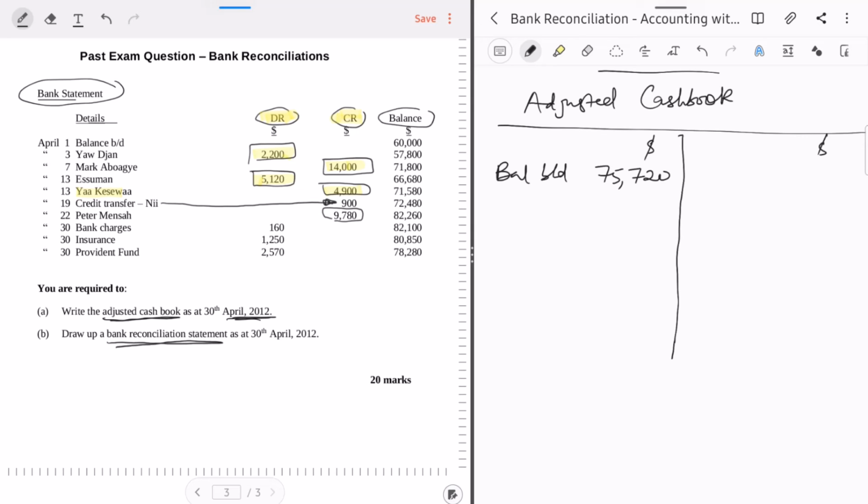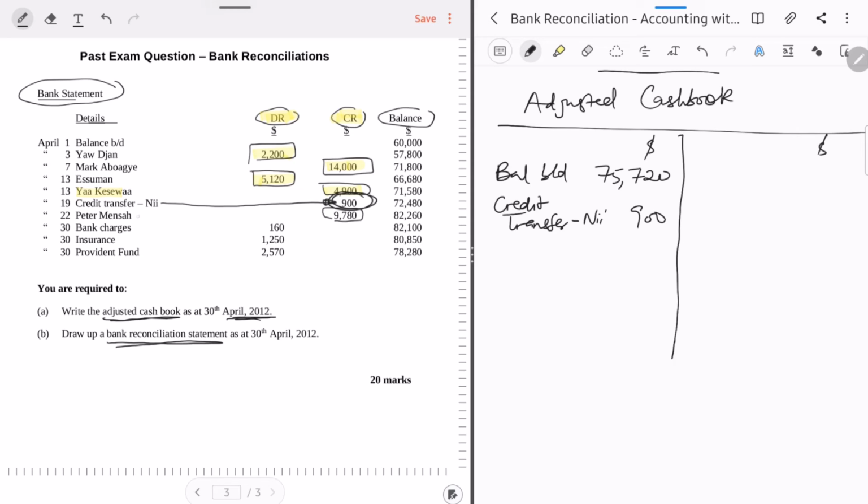So now that we've seen our statements, if the bank has credited, what do we need to do? We need to debit. So we just come to the debit side and write credit transfer from who? Ni, how much was it? 900. So we put here 900.